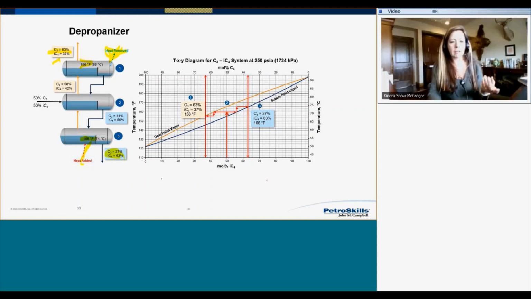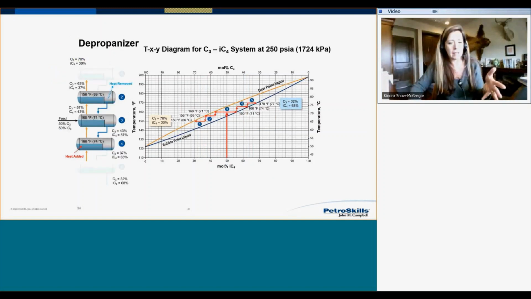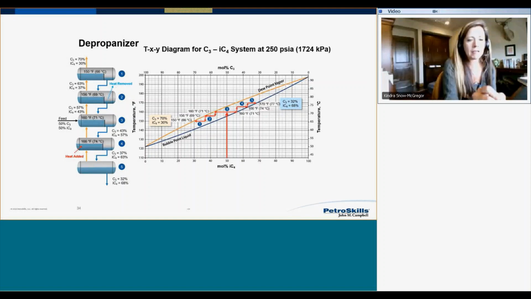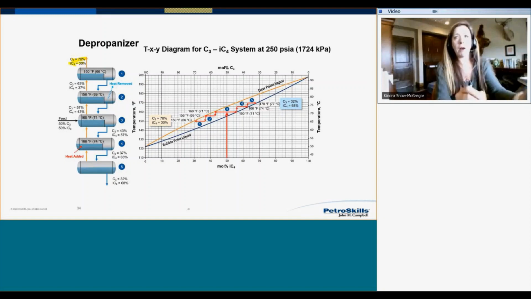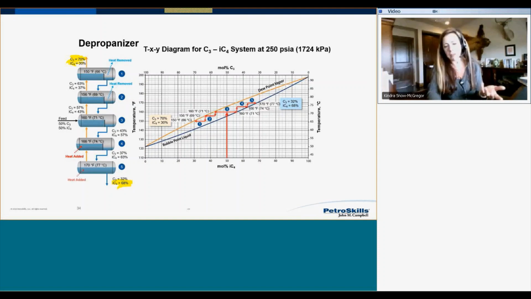And so essentially, what's happening inside these columns is I just keep adding the number of stages that I need until I get the product purity that I want. And so you can see in this example, I've added another additional stage. Now I'm all the way up to 70% propane purity on the top, and I'm almost 70% isobutane on the bottom. Okay, so that gives you an idea of physically what's happening inside these columns.